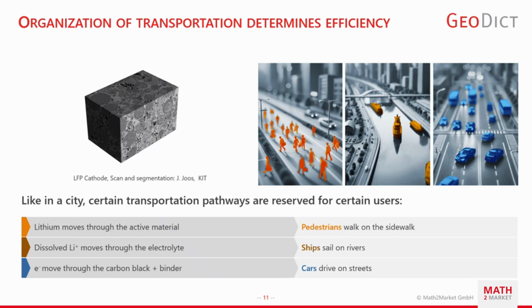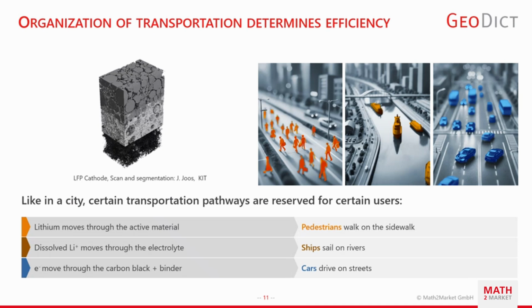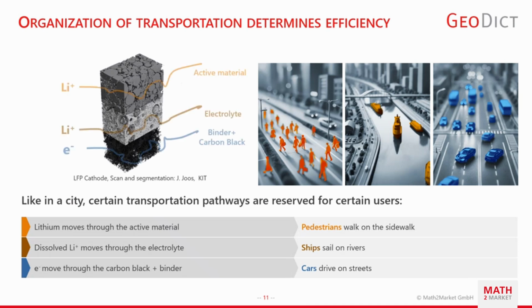And I think you all know roughly how a battery works. Here you see a microstructure of an LFP cathode, a FIB-SEM 3D scan of the electrode. When you segment the scan with GeoDict, you can distinguish all the different components: the active material, the electrolyte phase, and a binder and carbon black network for mechanical stability, but also for the electron conduction network.